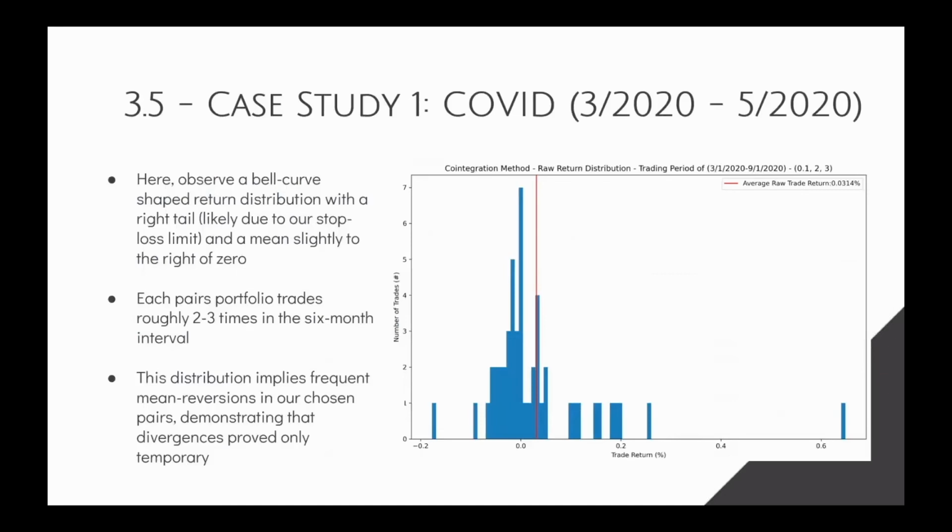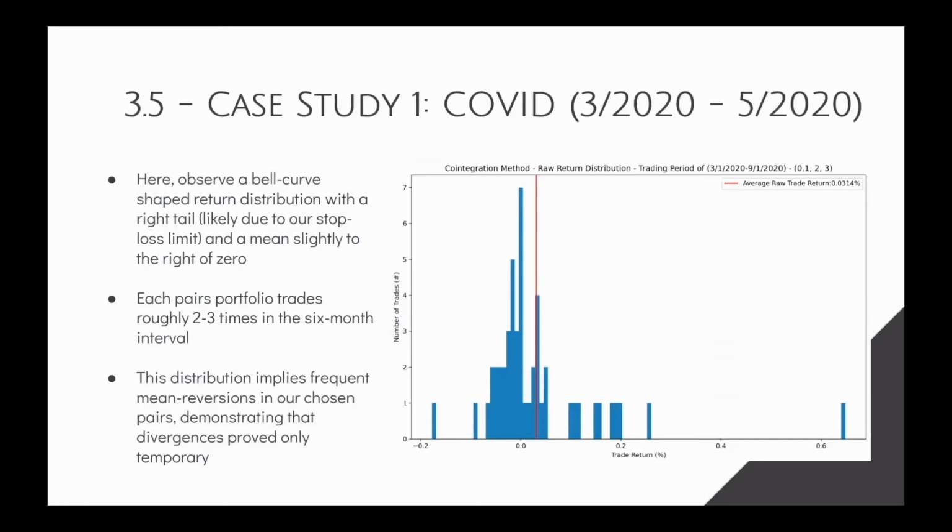So on this slide, we have a graph of the distribution of all trade returns for the trading period from March 1st to September 1st of 2020. And we can see that it has a bell curve shape with a noticeably non-zero mean and a heavier right tail than a left tail.